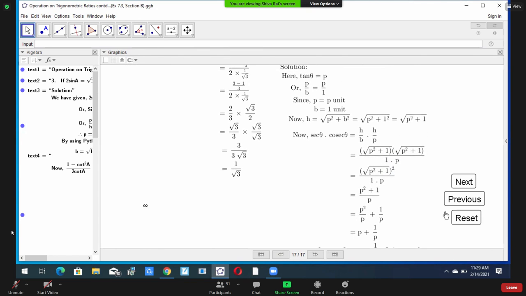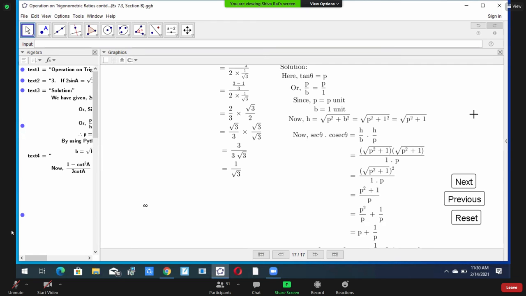You look here. H means under root P square plus 1, and another H, for that also you substitute under root P square plus 1, and B equals 1, and P equals P. We are just substituting the value, not doing more than that. Now if you multiply under root P square plus 1 into under root P square plus 1, it becomes P square plus 1 whole square.